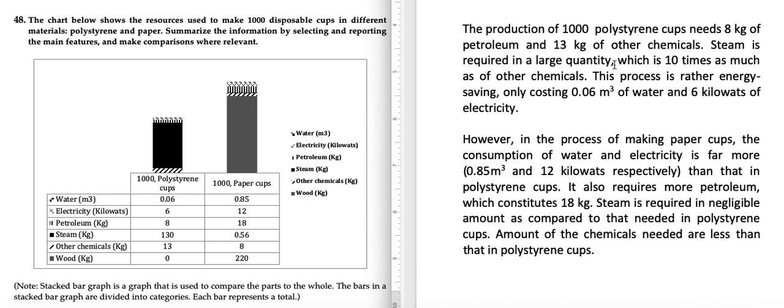The production of 1000 polystyrene cups needs 8 kg of petroleum. You can see here 8 kg of petroleum and 13 kg of other chemicals. Steam is required in a large quantity. You can see 130 kg of steam is required, which is 10 times as much as other chemicals. Other chemicals are 13 kg and this is 130 kg.